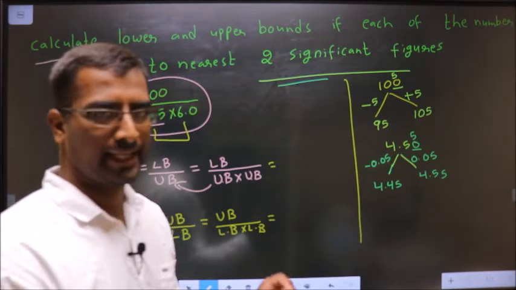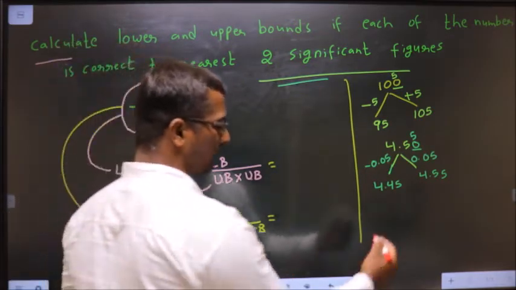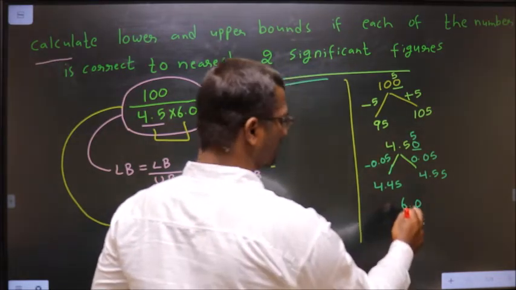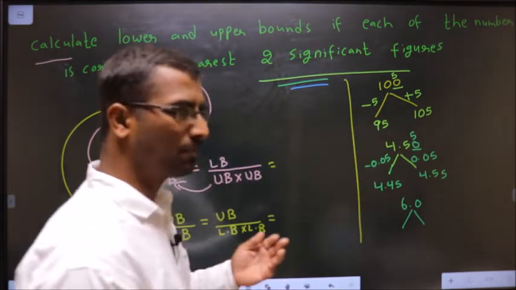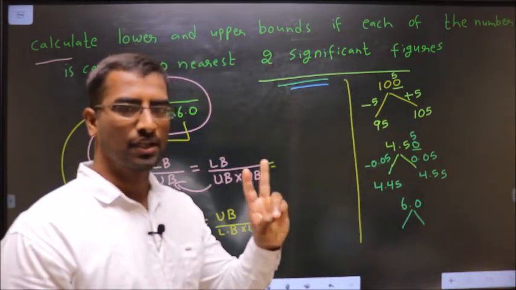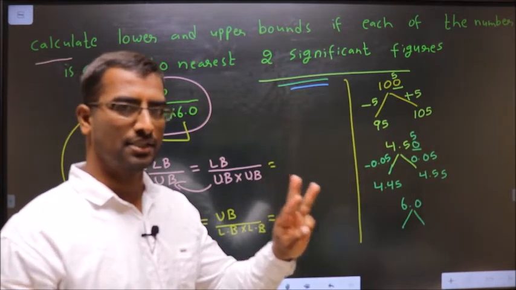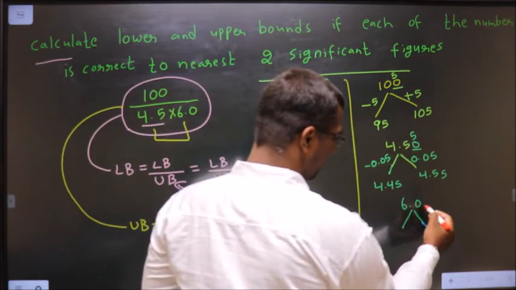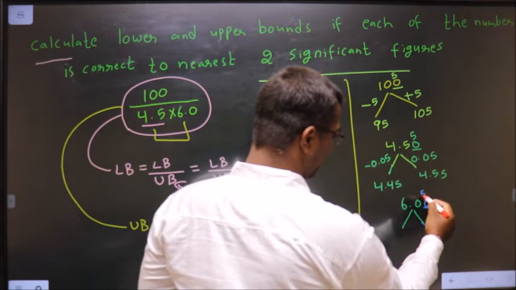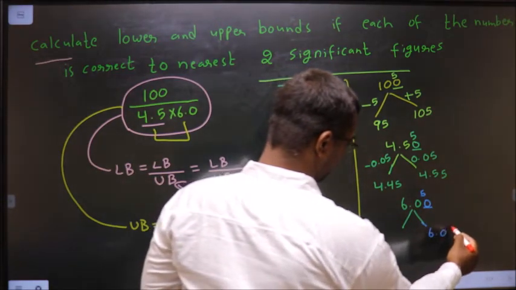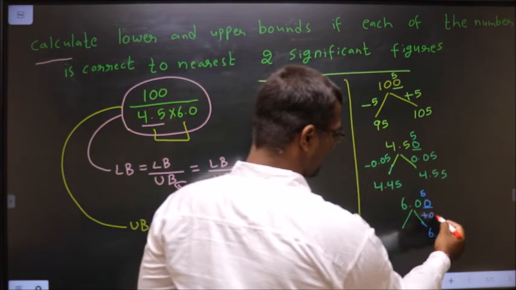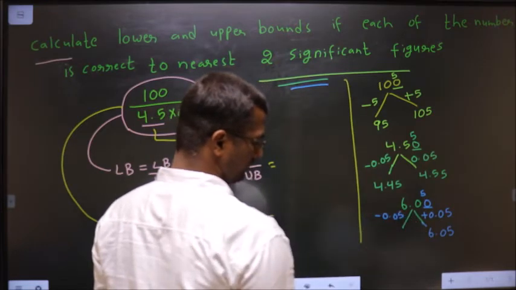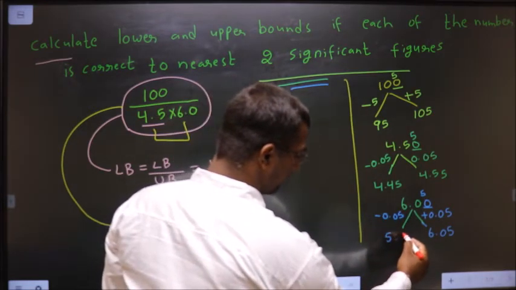Clear? Now the next number is 6.0. Even this is corrected to the nearest two significant figures. That means earlier there were 3, it got rounded to 2. So now you should make it back to 3 significant figures. And how do I do that? See here. To make it back to 3 significant figures, here it should be 5. So to get 5 here, add 0.05. So whenever you are adding, subtract the same thing. So now what we get? We get 5.95.